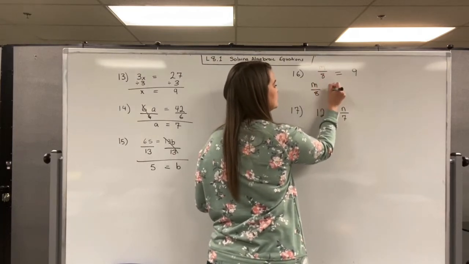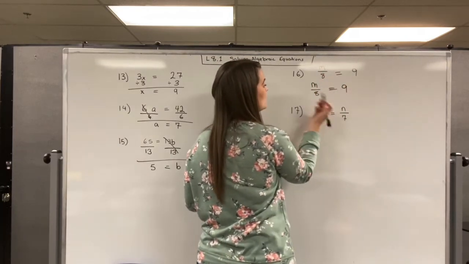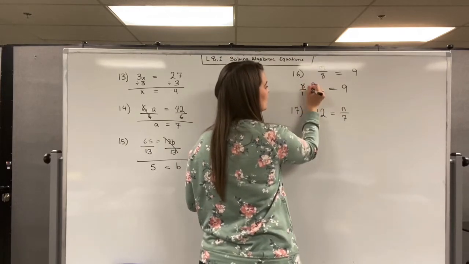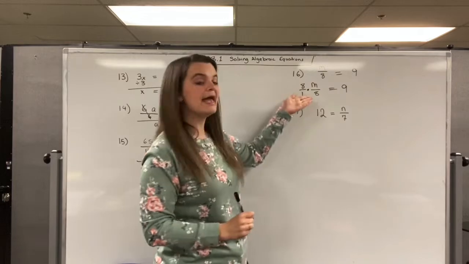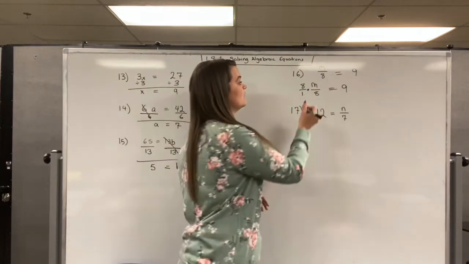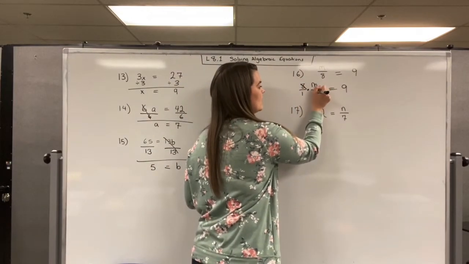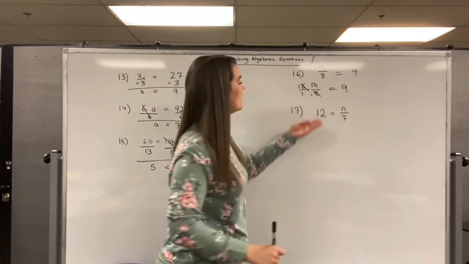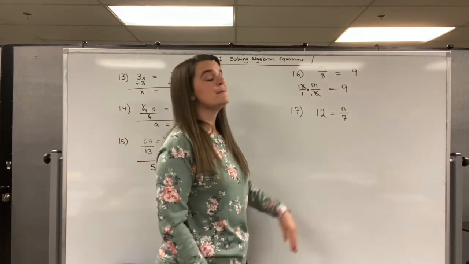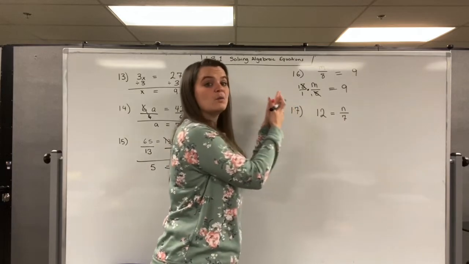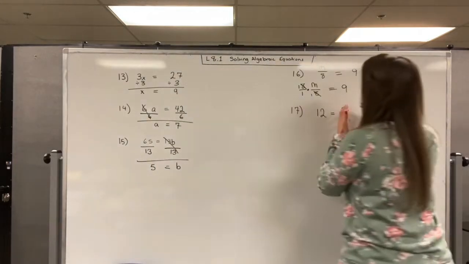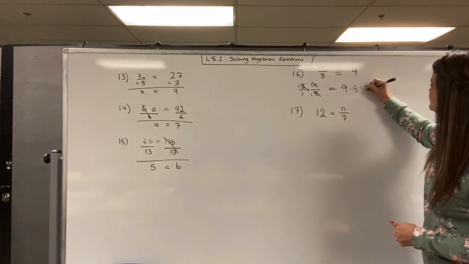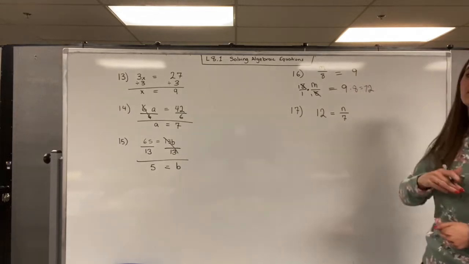So if we have m over 8 equals 9, we can multiply times 8 over 1 times m over 8. Well, then we just cross reduce. 8 over 8 and 8 over 8 both equal 1. And so now this just equals m. But if we multiplied over here, we must also multiply over here. 9 times 8 equals 72, right?